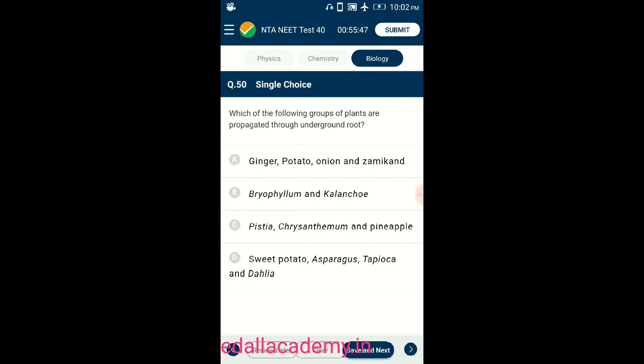Question number 50. Which of the following groups of plants are propagated through underground roots? Reproductive roots are adventitious roots which are generally fleshy and develop adventitious buds. Example, sweet potato, dahlia, asparagus, tapioca, etc. So the following group of plants are propagated through underground roots: sweet potato, asparagus, tapioca and dahlia. So the correct option is D.